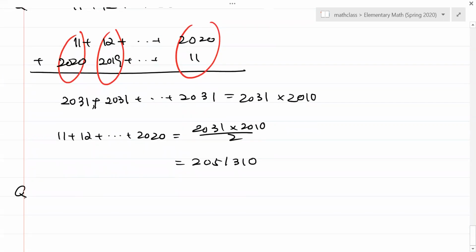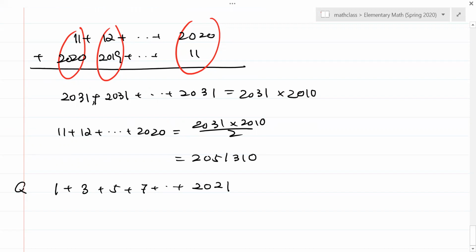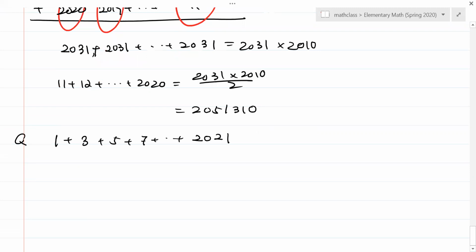Now I'm going to ask you to think about the next problem. Find the sum 1 plus 3 plus 5 plus 7 all the way to 2021. Okay, try to find the sum of these numbers. Now you have to count how many terms there are. Yeah, how many terms there? Okay, work on this.